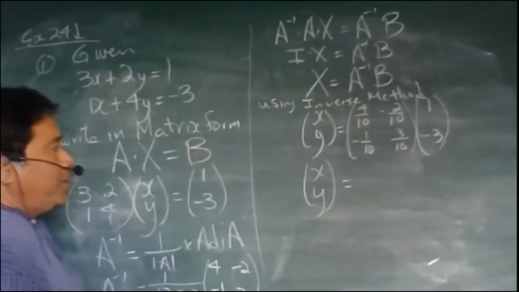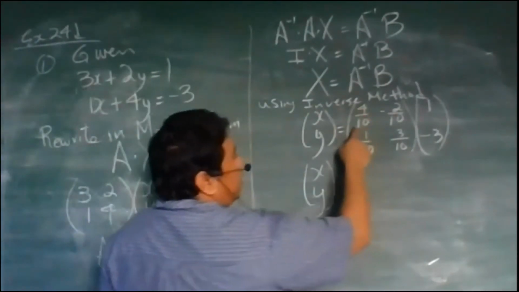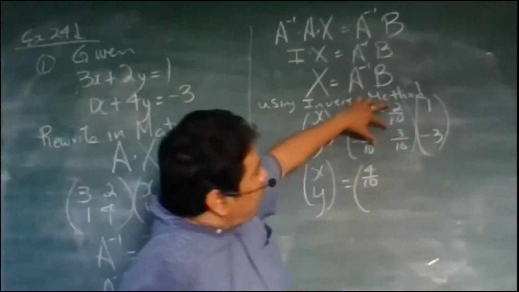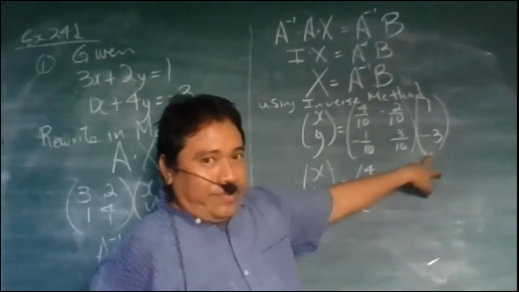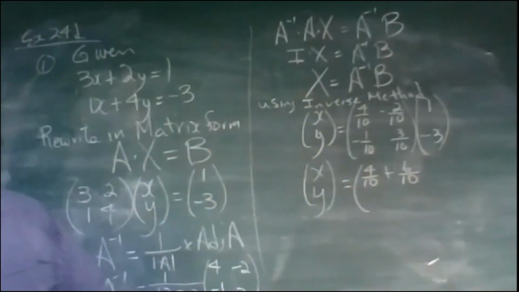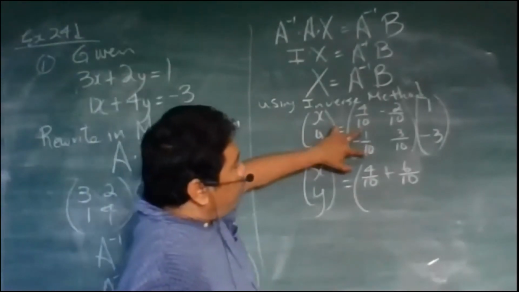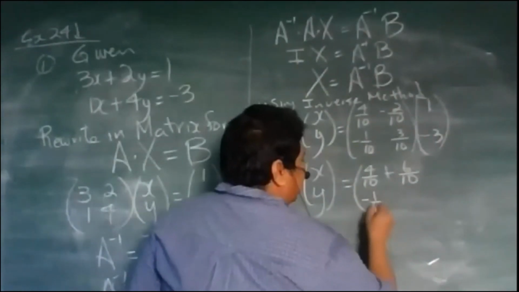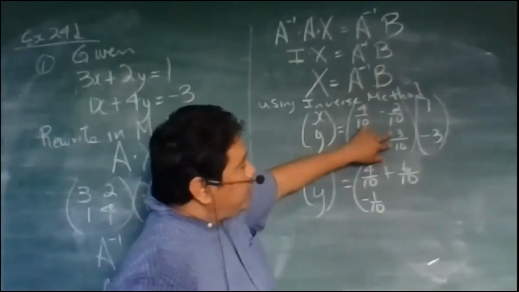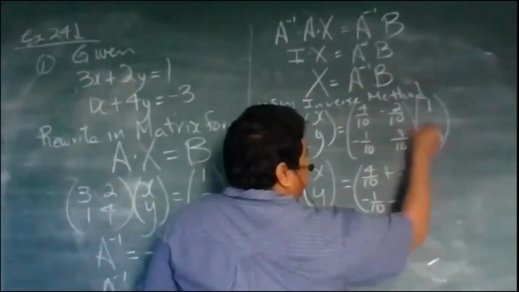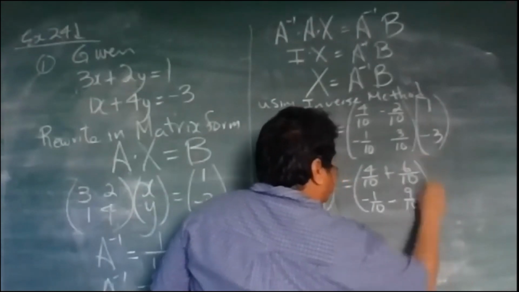Alright, so let's go into it. So we see 4/10 times 1 is just 4/10. -2/10 times -3 is going to be a positive 6/10, because a negative times a negative is a positive. Then for the bottom, -1/10 times 1 is going to be -1/10. And 3/10 times -3, positive times a negative is a negative. 3 times 3 is 9, so -9/10.